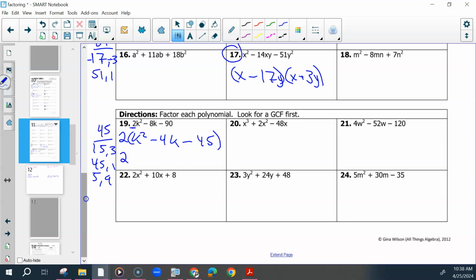9. So 2 out front. And then what would our 2 factors be? a plus 5 and a minus 9. And that would be your final answer. Do you have any questions?